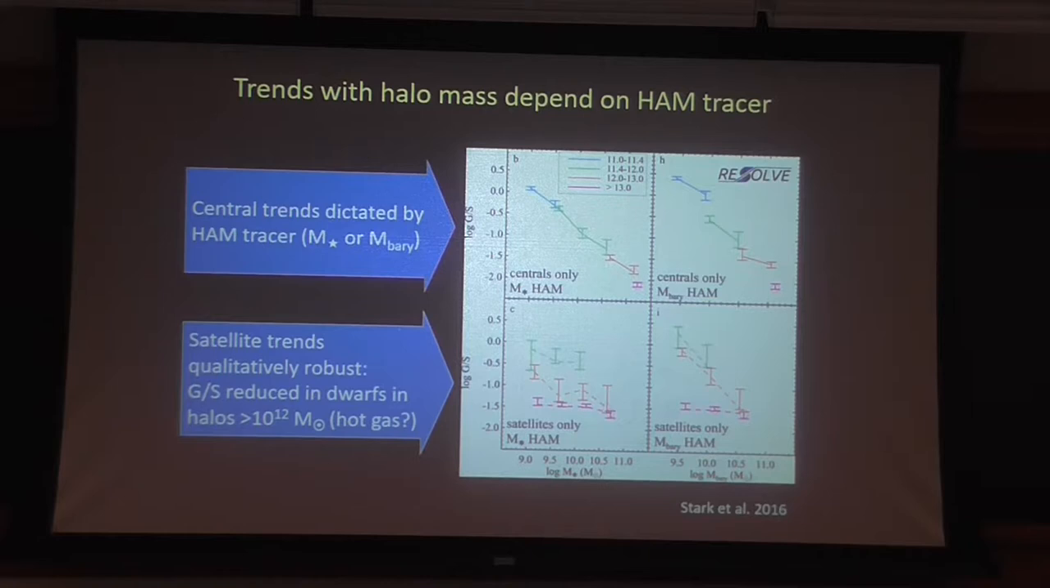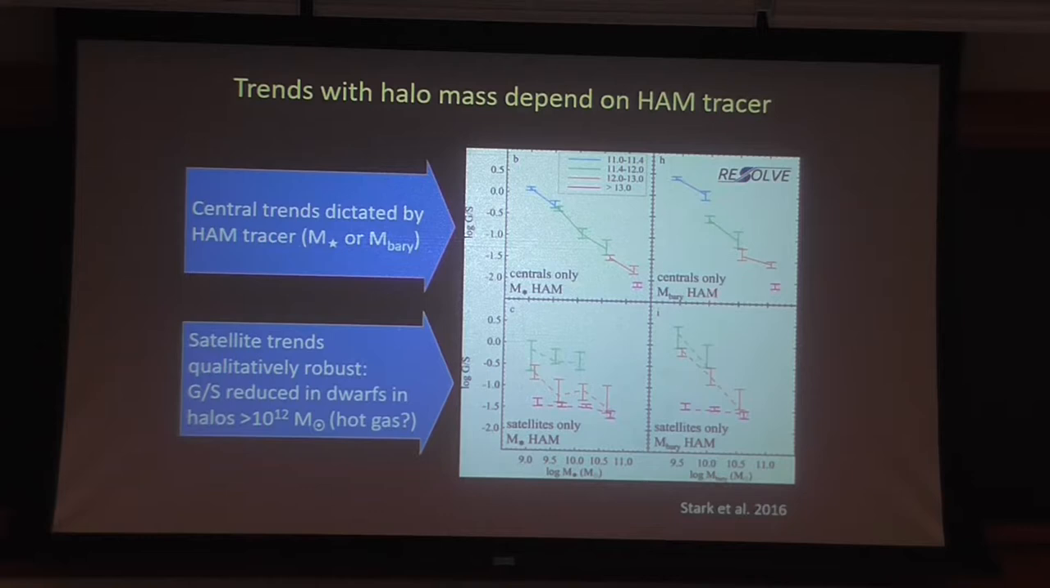So you see that the central trends here are entirely dictated by what was used to perform the HAM. If you perform stellar mass halo abundance matching, then by definition, because the central is the most massive thing, and when you add up all the mass in the halo it's going to be dominated by the mass of the central, then almost by definition, not exactly because you do have satellites, a more massive central will have a lower gas to stellar mass ratio, and so you get this perfect trend.